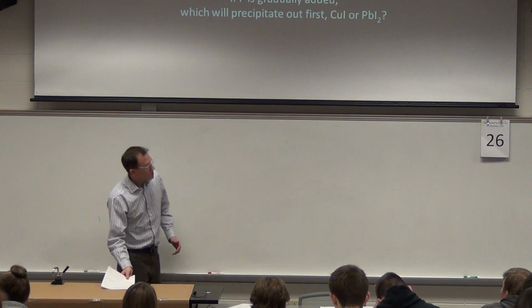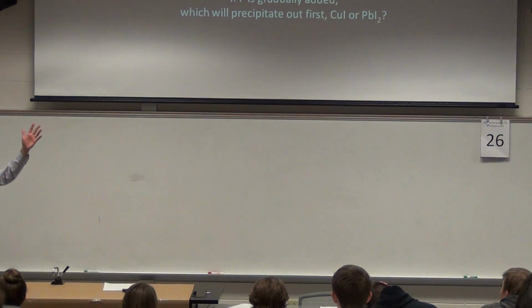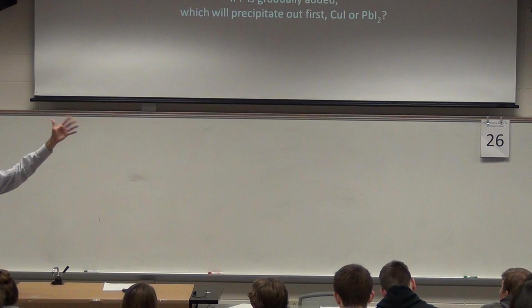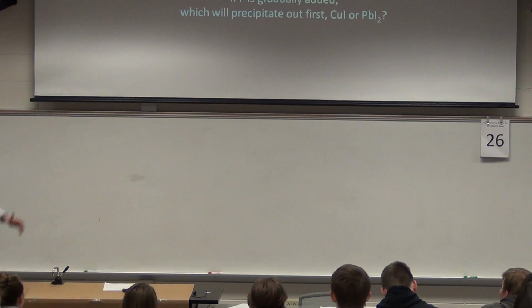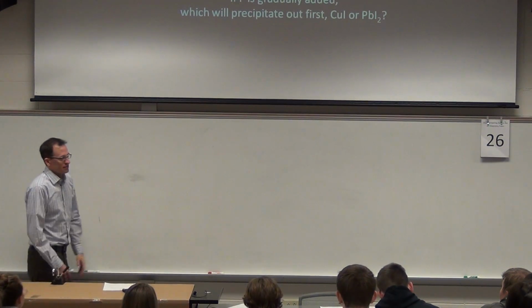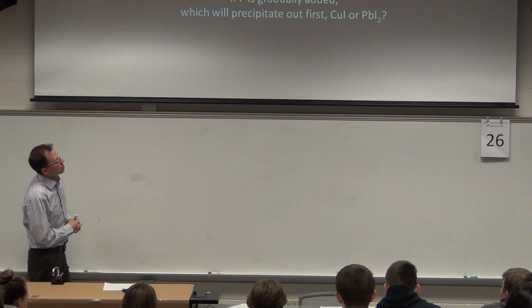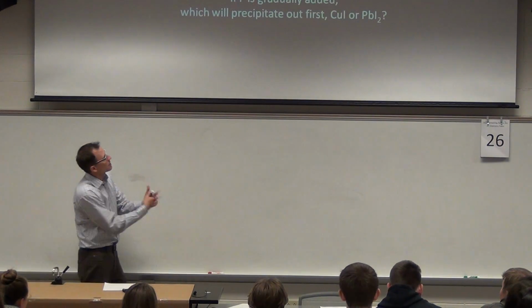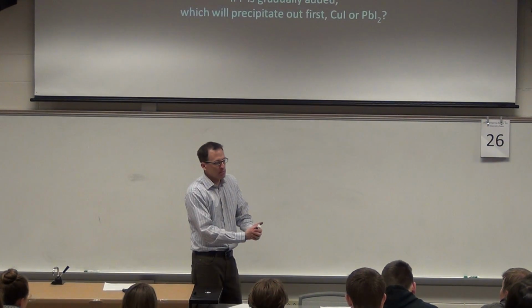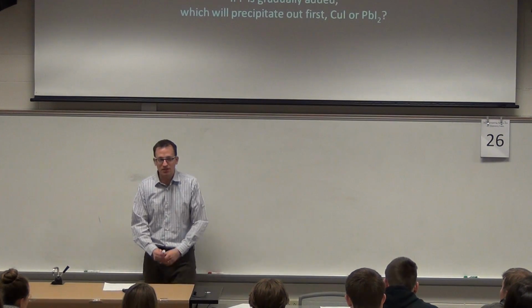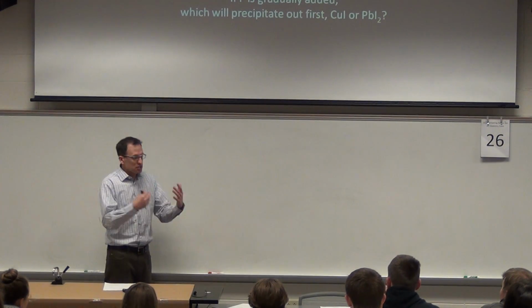All right, so I have a solution of copper and of lead. Okay? If I slowly add iodine, I'm just adding iodine in there. Which one will come out first? When iodine connects with Cu or when it comes out with Pb? And it's like, oh God, this sounds really confusing. Let's break it down and let's try to simplify it.